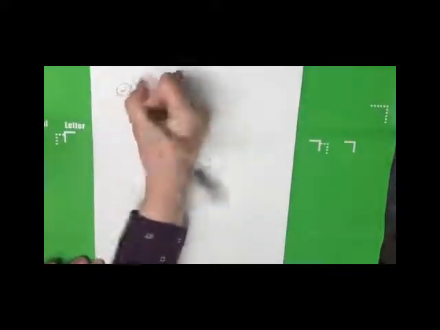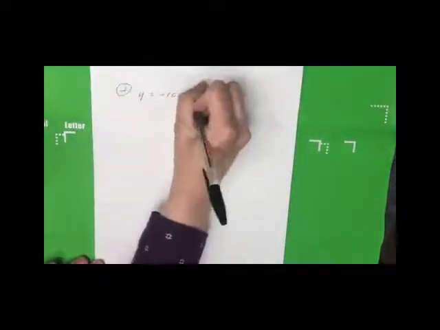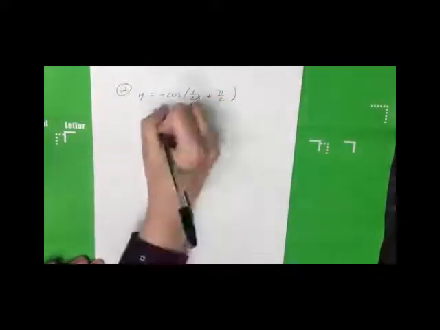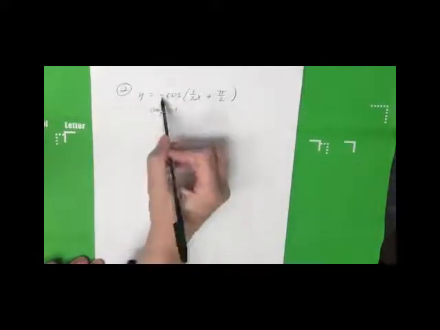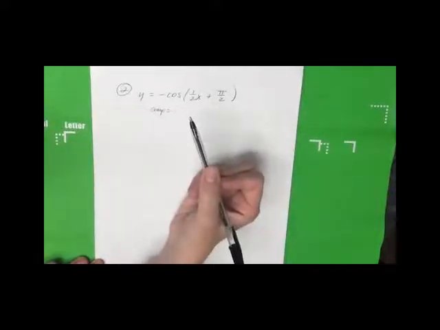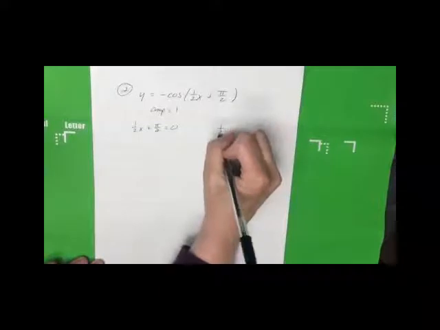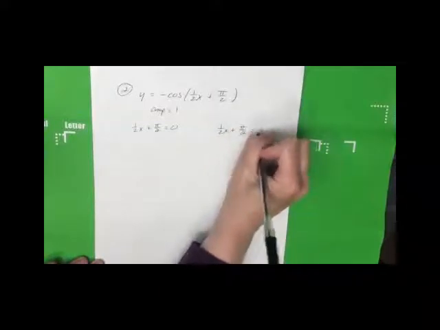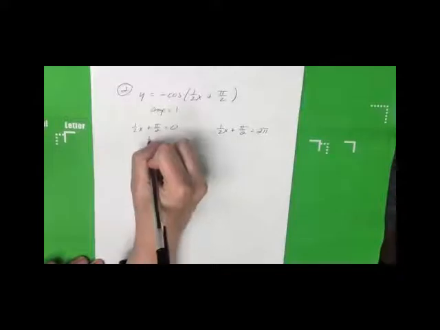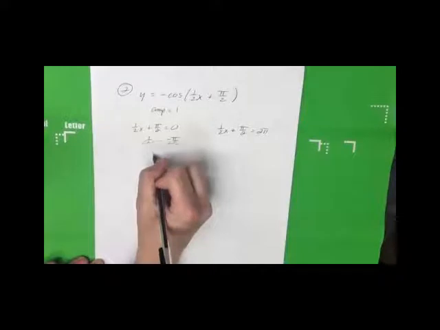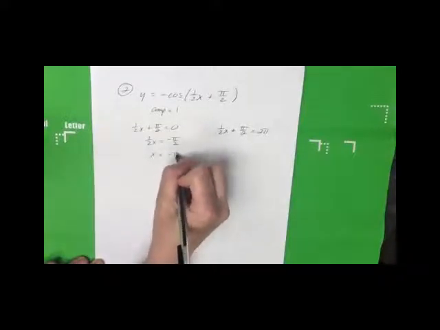Okay, let's take a look at another one. Say y equals minus cosine of 1/2 x plus pi over 2. The amplitude is just 1, but notice the negative here means the graph is going to be reflected. Let's take 1/2 x plus pi over 2, set it equal to 0, and 1/2 x plus pi over 2 set equal to 2 pi. So here I have 1/2 x equals minus pi over 2. I need to multiply both sides through by 2, so I get x equals minus pi.